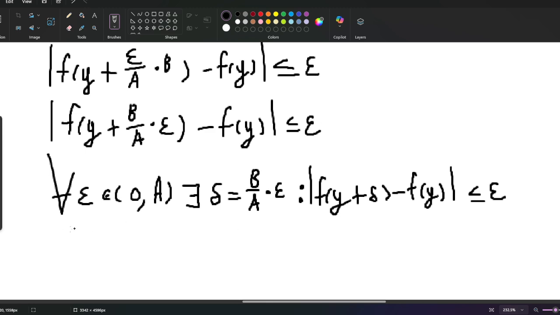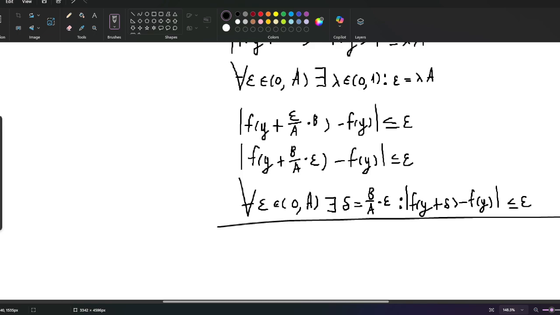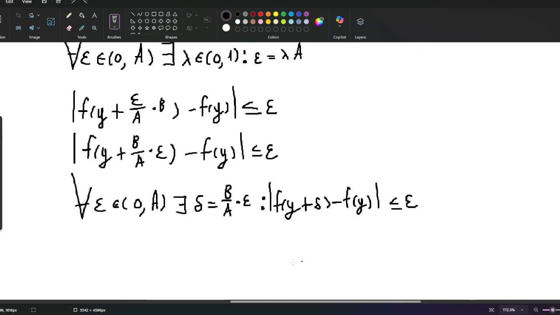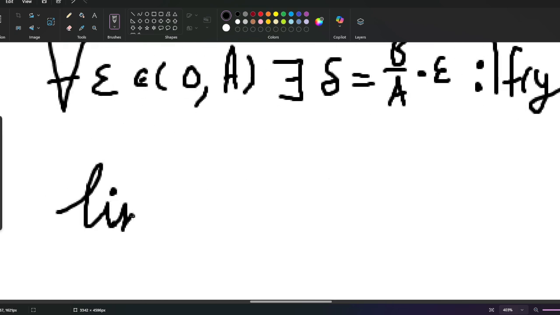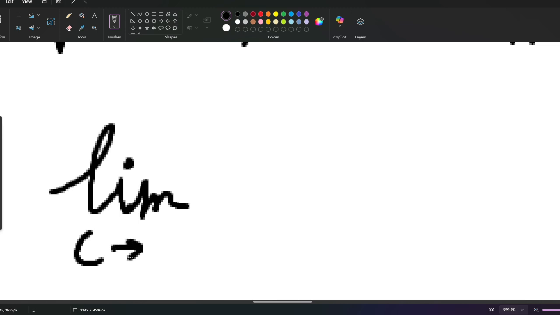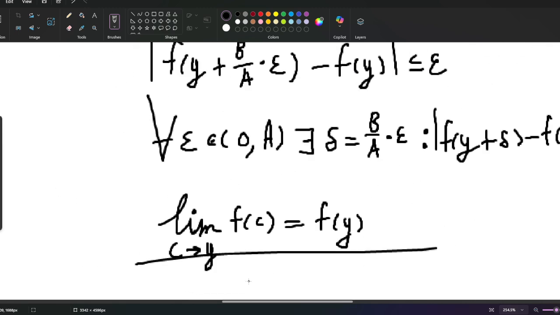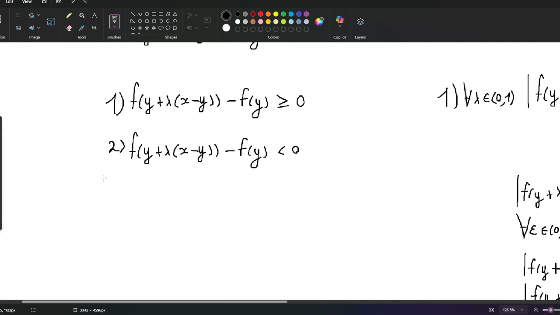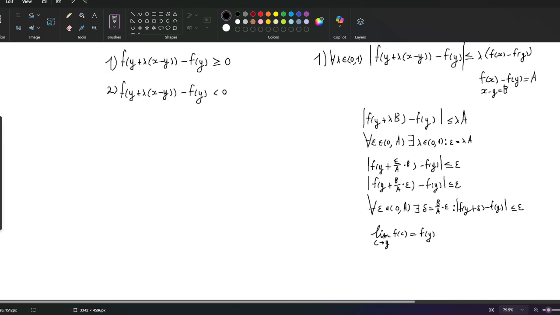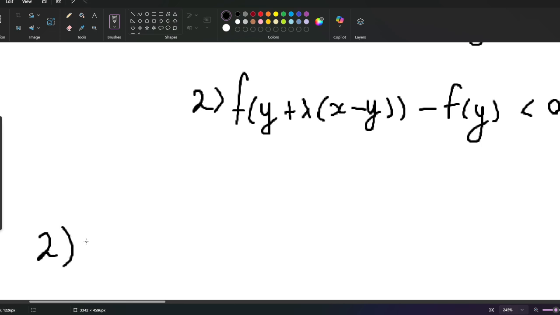Okay, cool. Now that we have noted it down, what does this imply? This implies that the limit as c approaches y of f of c is going to be equal to f of y. But again, we made an assumption here, that is the first case. So for the second case, I'm going to try to return back to the first case.